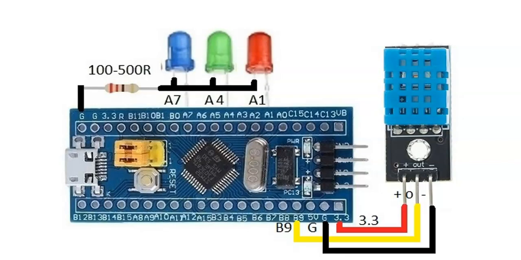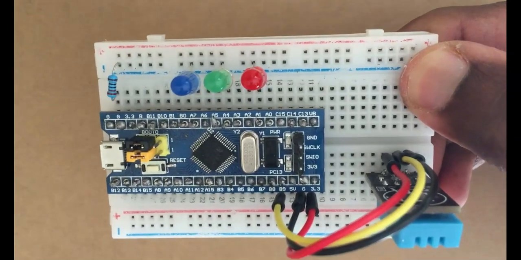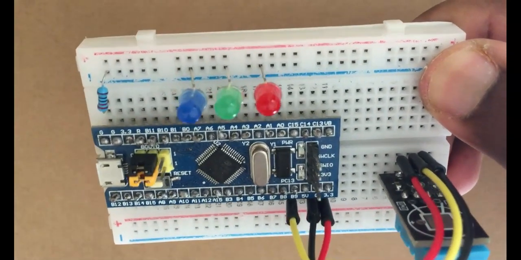The diagram for this is simple. For the LEDs, the longer pin is connected to A1, A4, A7. The shorter pin of the LED is connected through a 100 to 500 ohm resistor to G. For the sensor, plus is connected to 3.3, out is connected to B9, minus is connected to G. The wiring connection is like this.